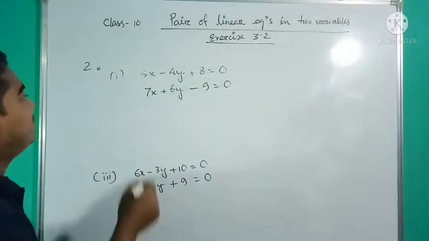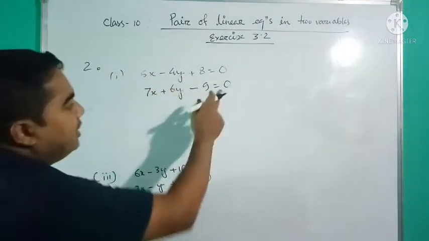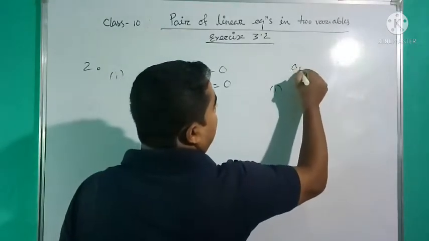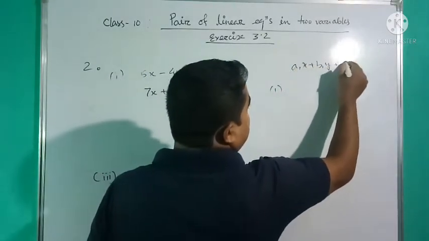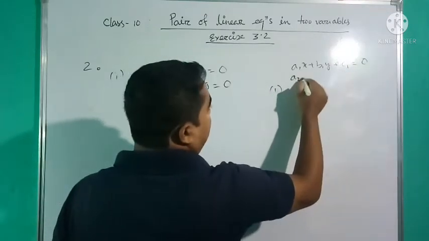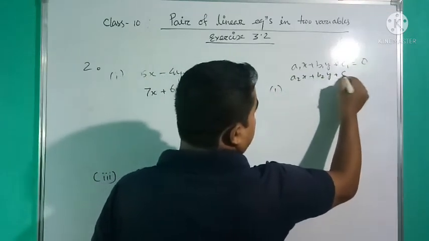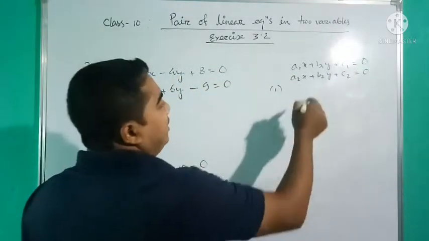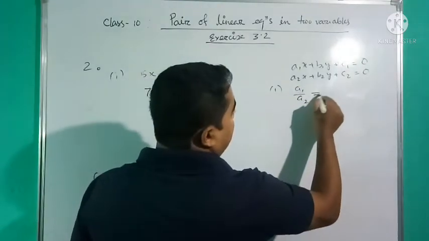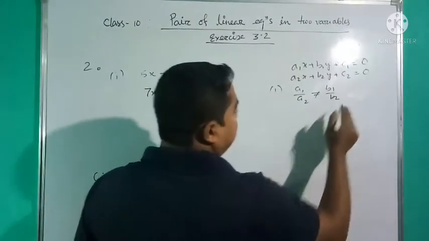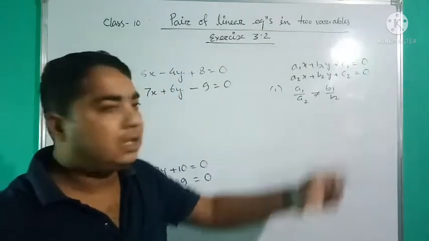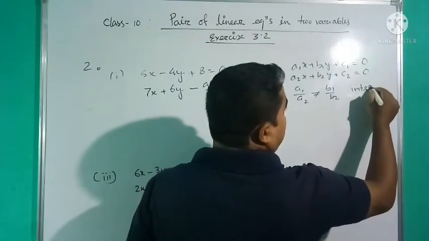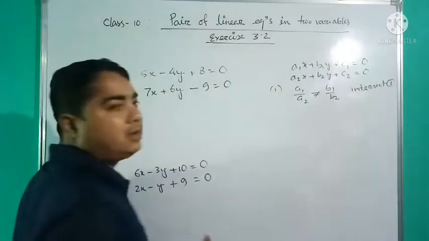Okay, now we need to find whether the given two lines intersect or not. First condition: if two equations are given, a1x plus b1y plus c1 equals 0 and a2x plus b2y plus c2 equals 0, these are the general form, then number one is if a1 by a2 is not equal to b1 by b2, then the lines intersect at one point.